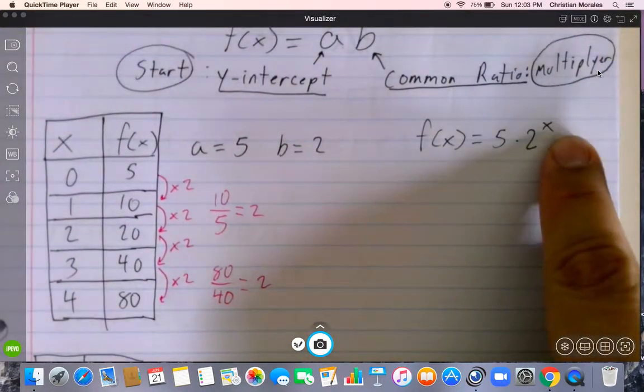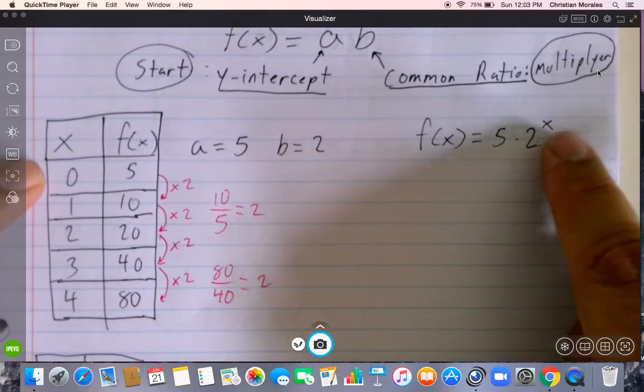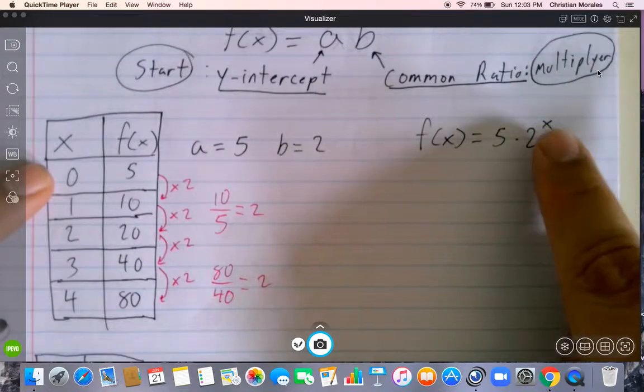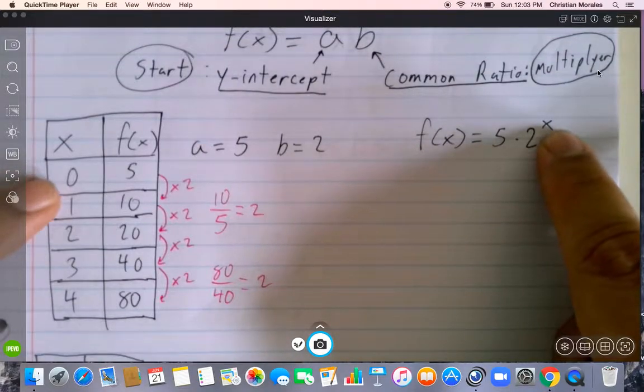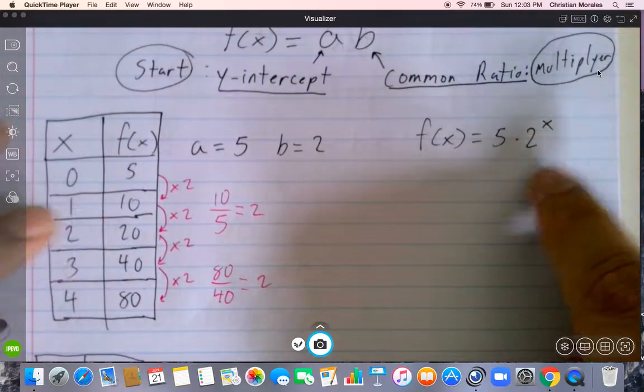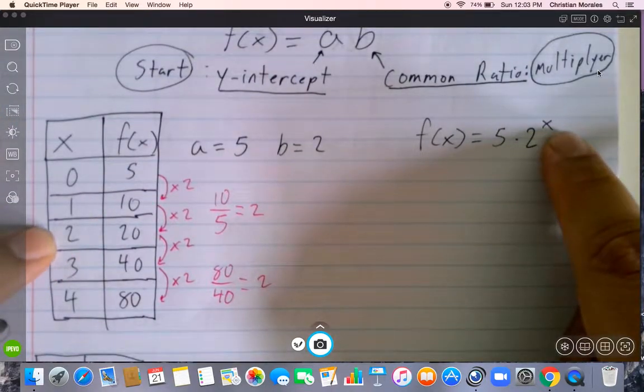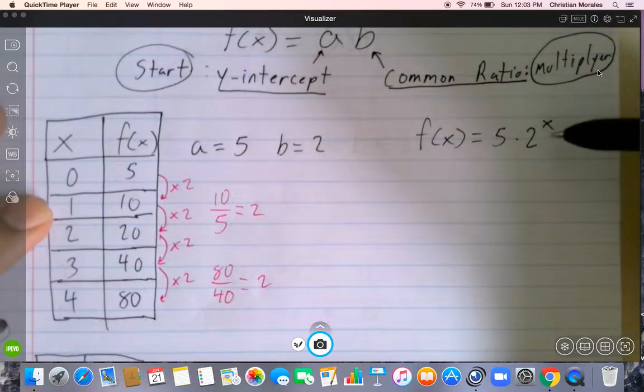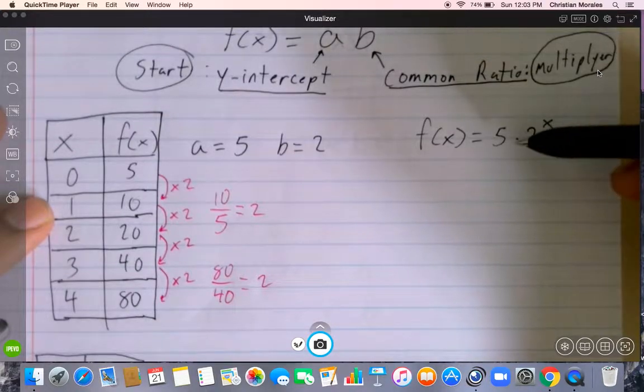The x is your exponent. Now, what does that mean? Well, every time you plug in a number, you're plugging it in right here. So if you plug in 0, you're going to get 5. If you plug in a 1, you're going to get 10. If you plug in 2, you're going to get 20. Because what's 5 to the 1 power? How many 2's are you going to have? You have 1, 2. So that's going to be 5 times 2.